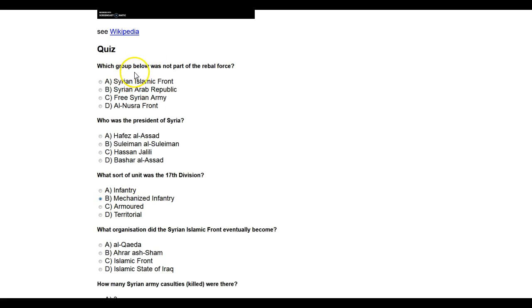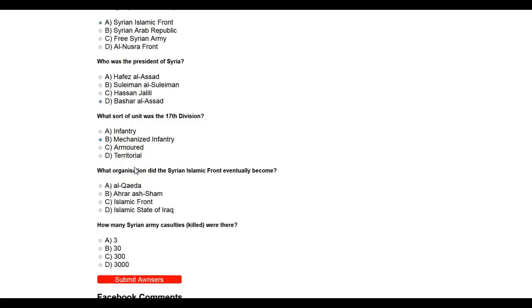Let's try that. What group below was not part of the rebel force? Now in this one, I actually think it's the Syrian Arab Republic. Pretty sure that these two were. So it's one of these. Let's try that. Who was the president of Syria? I like these questions because it's the same guy as it is now. I think it's pretty much Assad. But is it Hafez al-Assad or is it Bashar al-Assad? It's Bashar. But the thing is, in 5 years' time, it might be someone else. So whether you use the present or past tense is not massively significant, but it's worth bearing in mind.